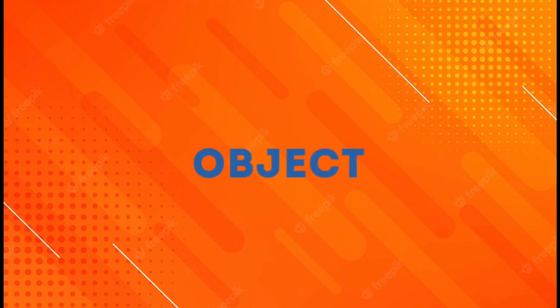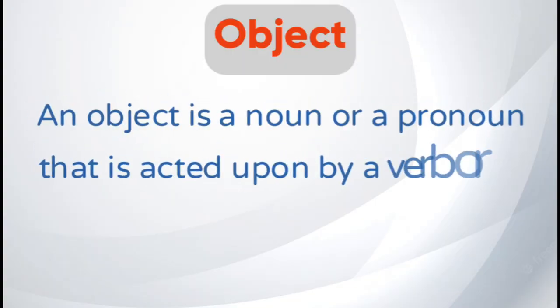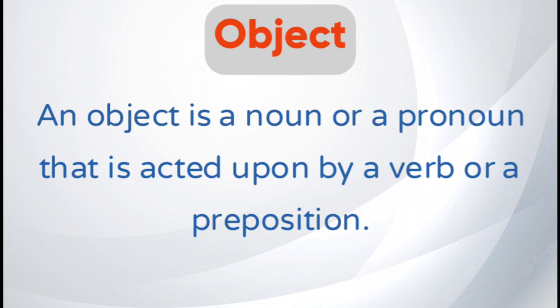Hello, today we are going to learn what is an object, its types, with some interesting examples. Let's have a look at the definition of an object. What does an object mean? An object is a noun or a pronoun that is acted upon by a verb or a preposition.